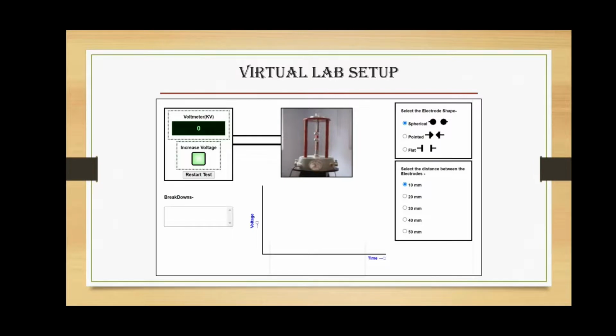So see, the procedure is quite simple. First we select the gap and we select the electrode shape, and then we keep on reducing the gap, and we can increase the voltage here also. To find out the breakdown voltage, the voltage versus time graph is also plotted. So at a point the voltage will drop suddenly, which will be shown in the graph, and that will be our breakdown voltage. And now over to you, Atul.